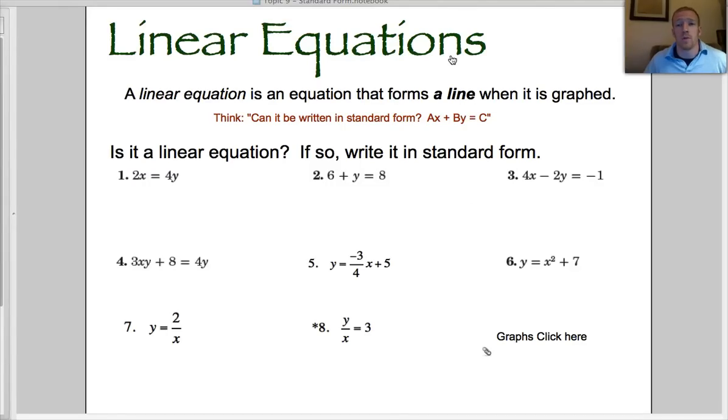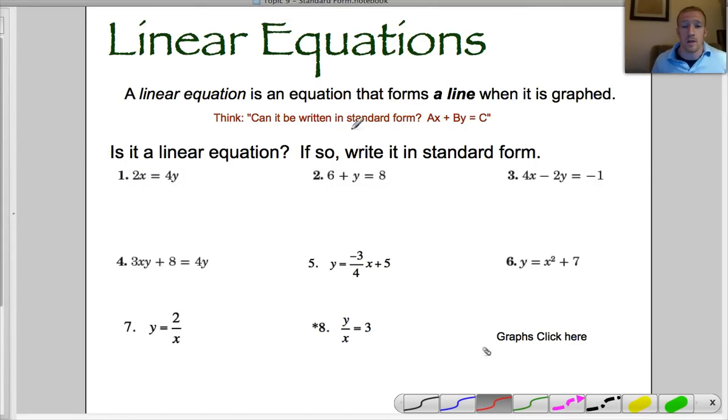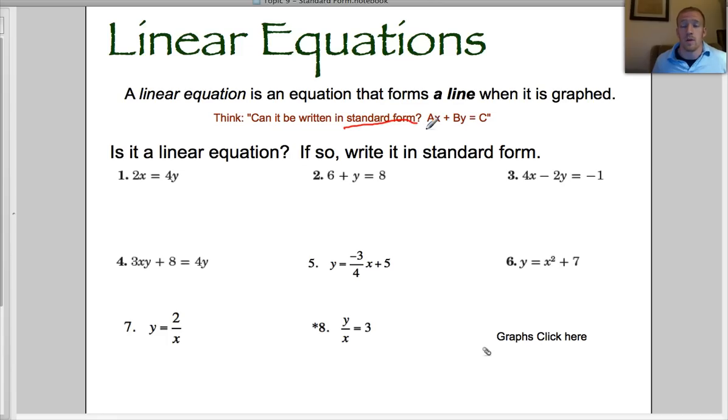Alright, so now we're doing linear equations. We're going to do what's called standard form. An equation is in standard form if it is written like this: a number times x, a number times y equals c. Anything that can be written like that gives us a line. If it cannot be written like that, then it gives us some curved thing that's nonlinear.